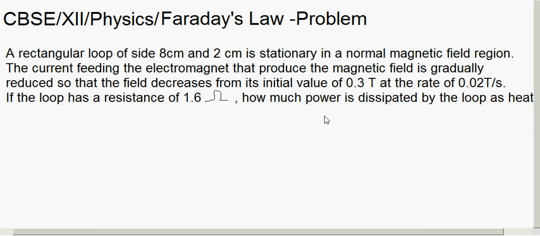For this, first we need to find out what is the current in the loop. Due to change in magnetic field, an EMF gets induced in the loop, and because it's a rectangular loop, a closed circuit, a current starts flowing and the loop has some resistance, so definitely there will be a heat dissipation. First we will find out the induced EMF, and then we can calculate the current because the resistance is given, and calculate the power loss as heat.